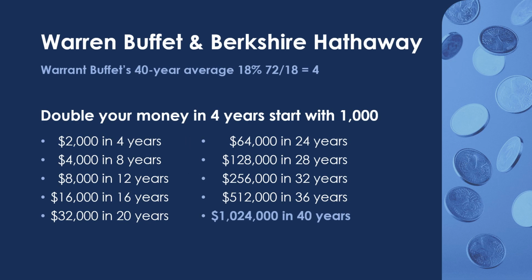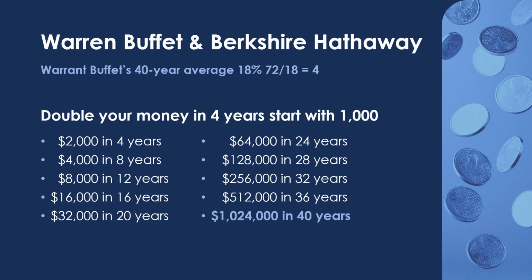On the previous slide, we introduced the rule of 72 and mentioned Warren Buffett's remarkable investment record. Over approximately 40 years, Berkshire Hathaway averaged an annual return of about 18%. Using the rule of 72, we divide 72 by 18 and get 4. That means money doubled approximately every 4 years. Let's see what that looks like.